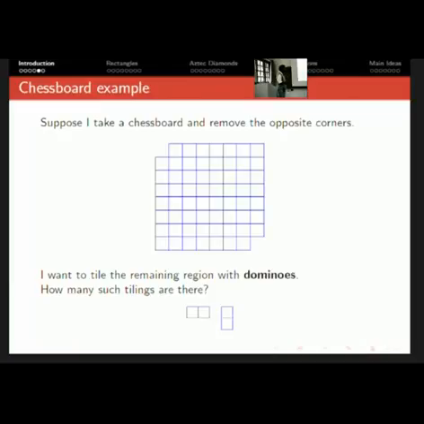And I want to tile them with what I call dominoes. So a domino is a set of two adjacent unit squares. So it's a 1x2 or a 2x1 rectangle. Yeah, so these are the dominoes. Now I want you to tell me, maybe I'll give you 2 minutes, and whoever does it gets a prize. How many tilings are there of this? Yes? None. Very good. How?